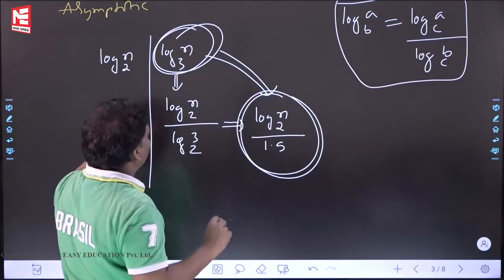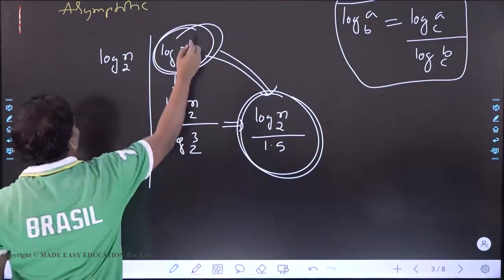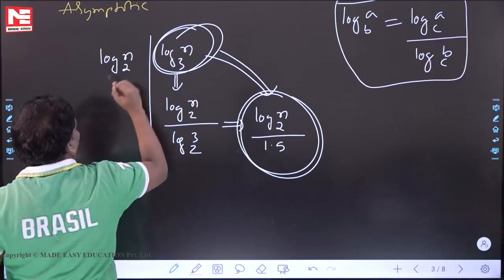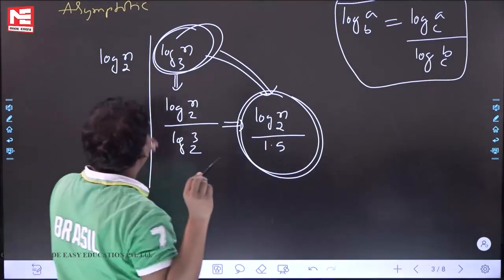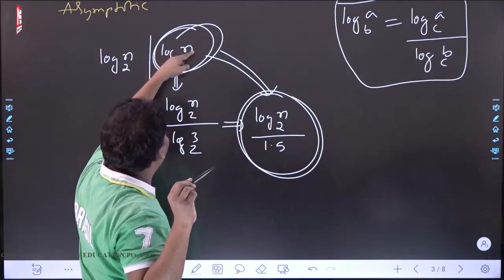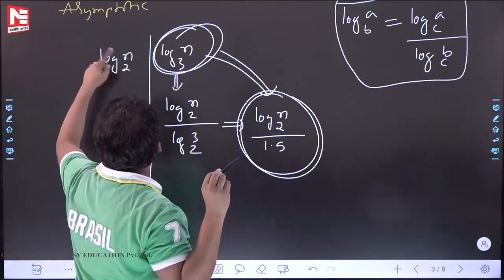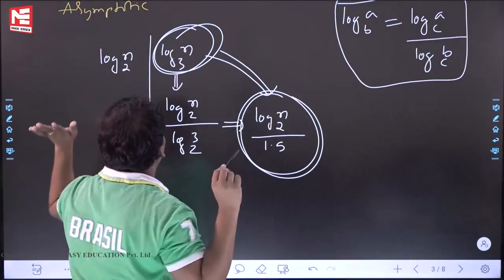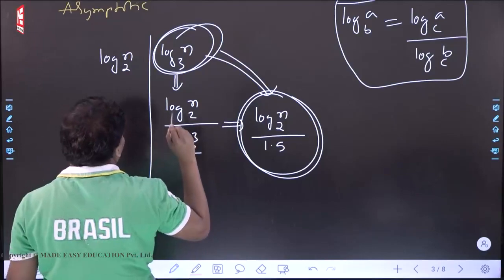Now again, some people are asking how to get log n base 3. Nothing there. Log n base 2 divided by 1.5, you will get this. What is the meaning? If I multiply log n base 3 by 1.5, I will get this. Another way of saying it: log n base 2 divided by 1.5 gives this. I think it is the correct time to ask you.